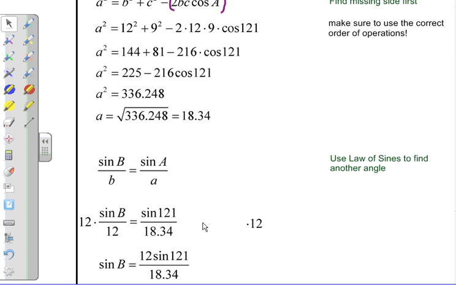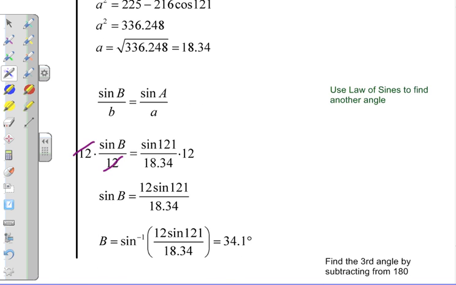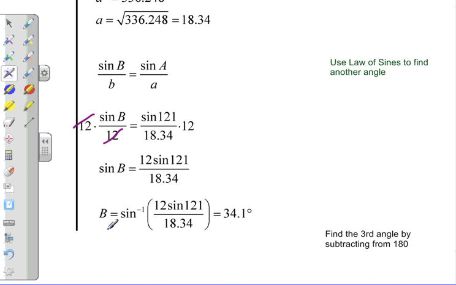I multiply both sides by 12 to isolate the sine of B. So now my 12's cancel, and I'll get the sine of B is equal to 12 times the sine of 121 over 18.34. That's just calculator work again. So B is going to be the inverse sine of that, which turns out to be 34.1 degrees.